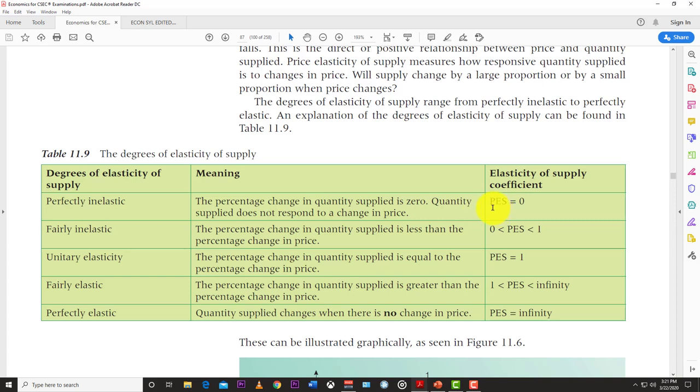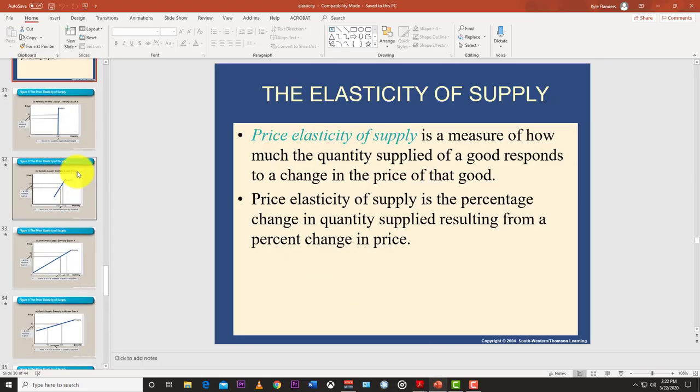Once it's equal to zero, it's perfectly inelastic. Once it's greater than zero but less than one, you have fairly inelastic. Once it equals one, you have unitary elasticity. Once it is greater than one but less than infinity, you have fairly elastic. But once it is infinity, you have perfectly elastic. And again, I say same as the graphs before. So let's look at the graphs here.